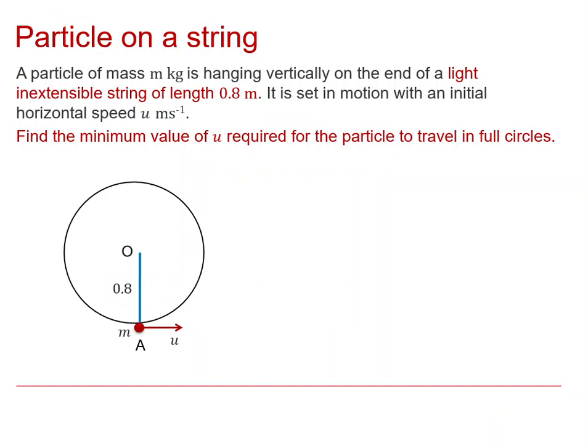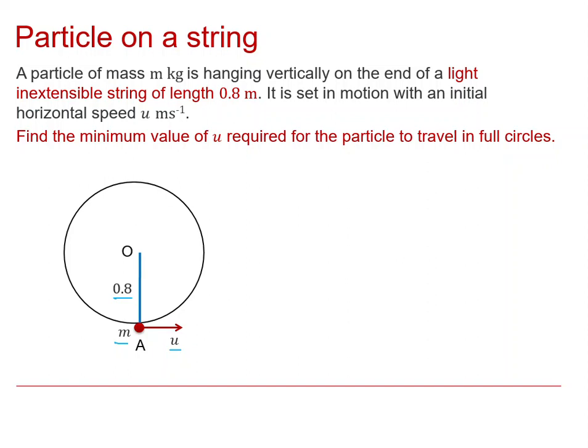So let's have a picture. There, that represents the information. There's the radius of the circle, the length of the string. Here's the mass, and here's the initial speed. Notice we've got the usual simplifications of a light inextensible string, so we don't need to consider either any change in length or any mass attributed to the string.